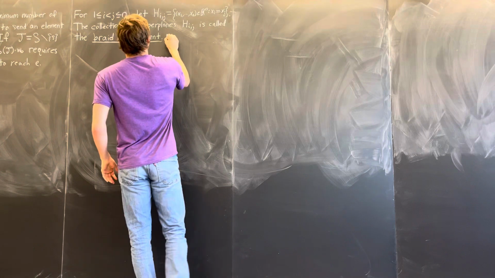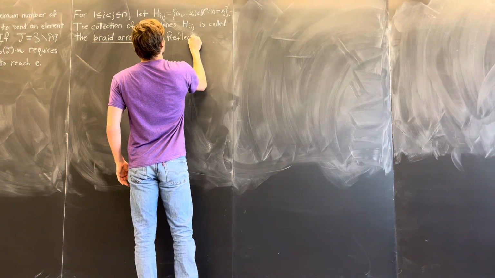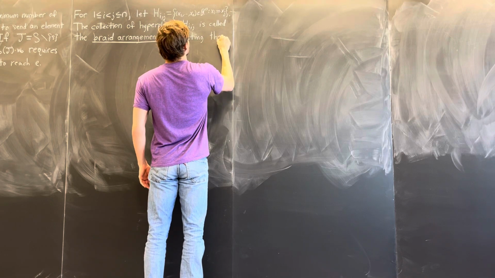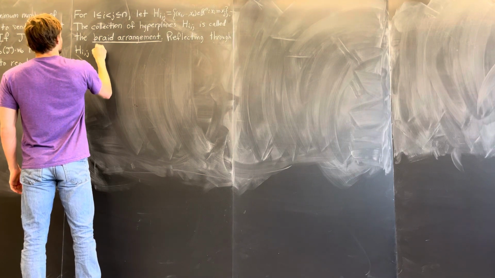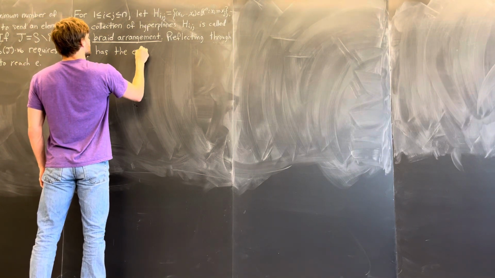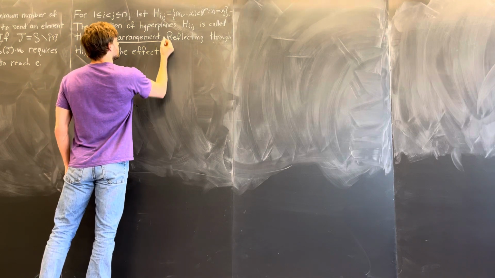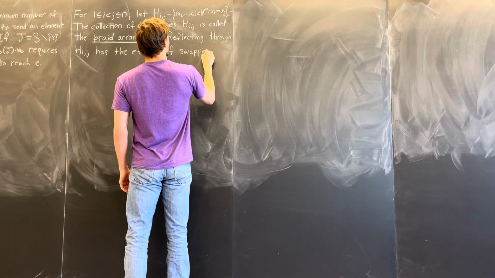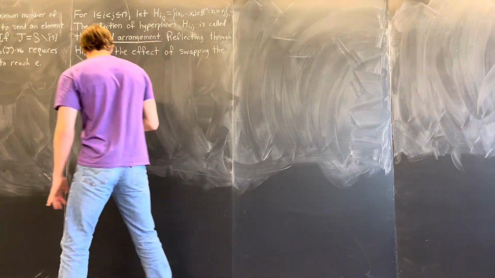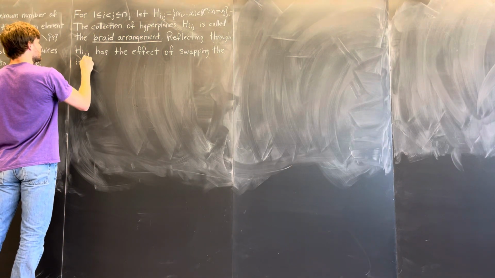And what you can do is reflect through one of these hyperplanes. You can consider the linear transformation that reflects through this hyperplane, and that has the effect of swapping the ith and jth coordinates. So reflecting through the hyperplane H_ij has the effect of swapping the ith and jth coordinates.